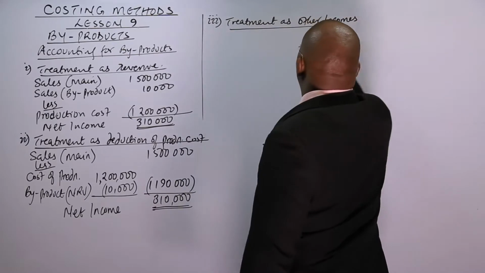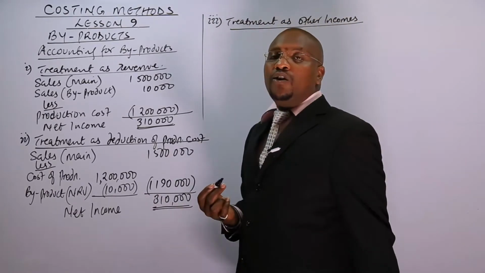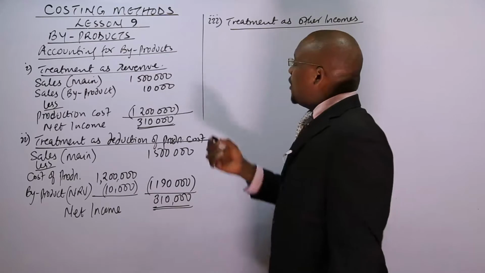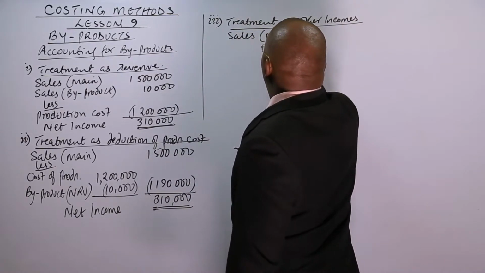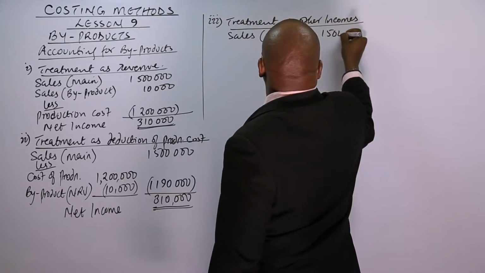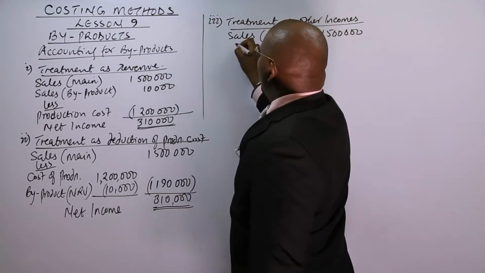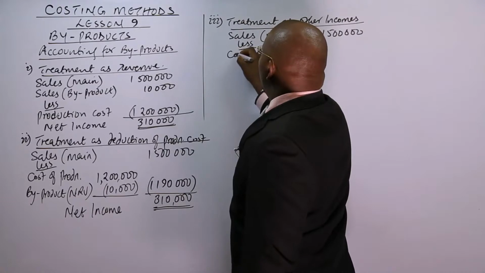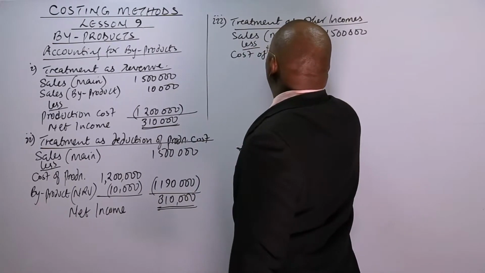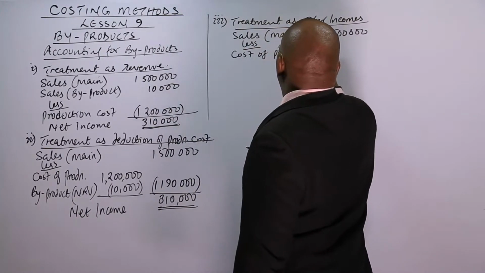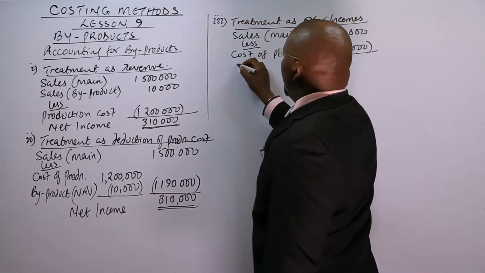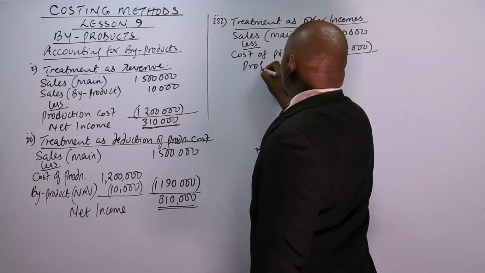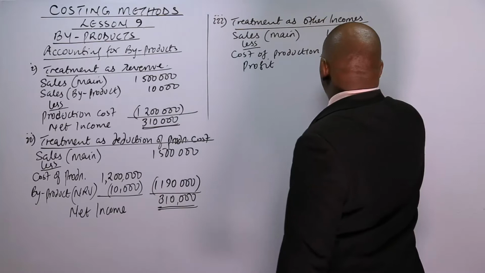So this one will be in the income statement or the P&L. So we have sales, this is 1,500,000. Then we less cost of production, which is 1,200,000, so that you can have the income or the profit. Let's have here the profit of the main product.